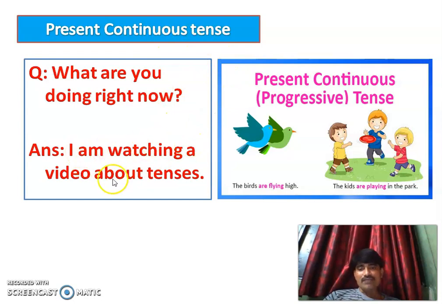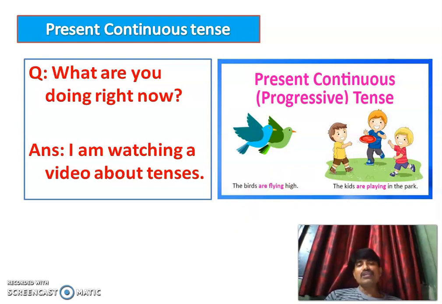See, I am watching a video about tenses. See this picture: birds are flying. Pay attention to are, am, and is. These auxiliary verbs are present tense forms of to be. So the auxiliary tells that it is in present tense, and if the ing form of the verb is used, it tells that it is in continuous tense. So the auxiliary tells about present, and the ing form of the action word tells continuous. It's present continuous tense, and it is very easy to identify.